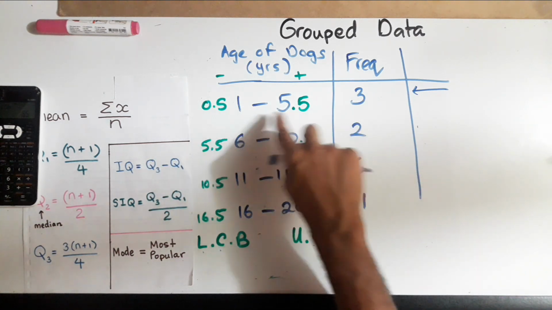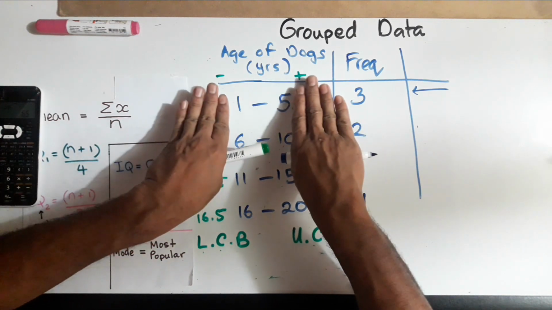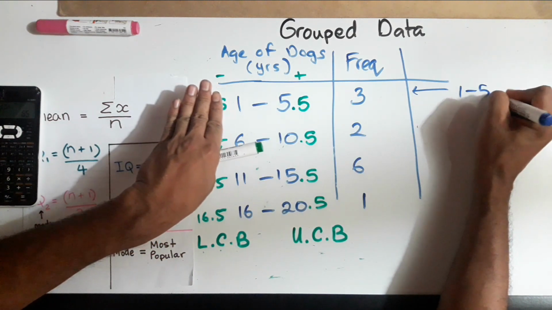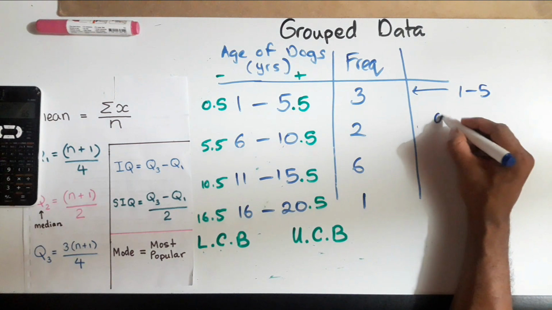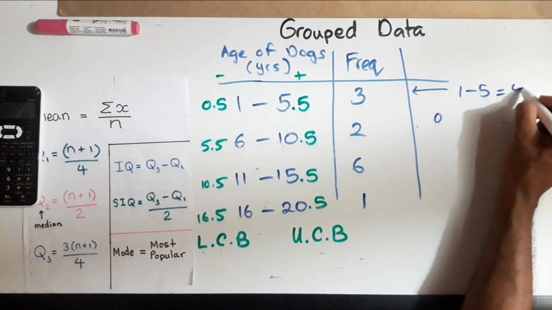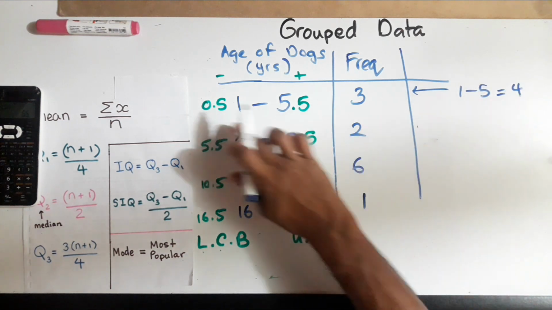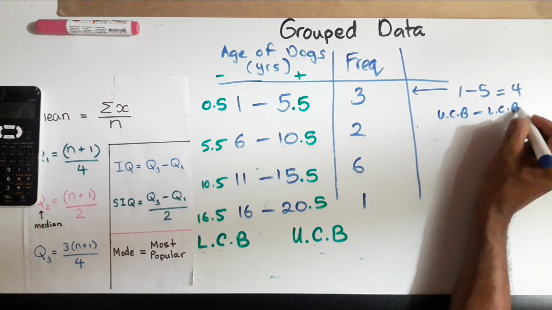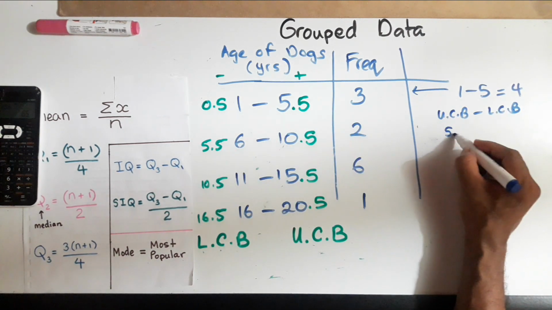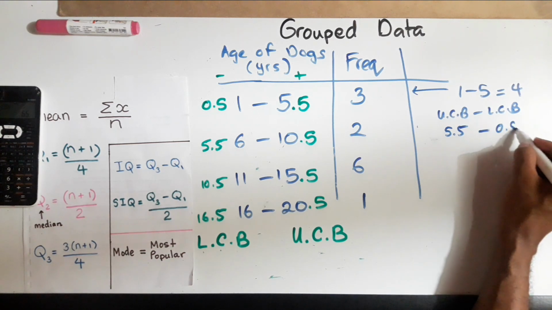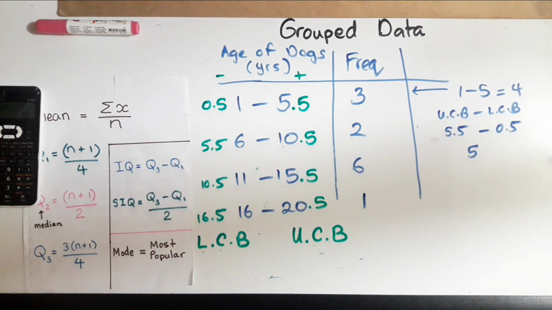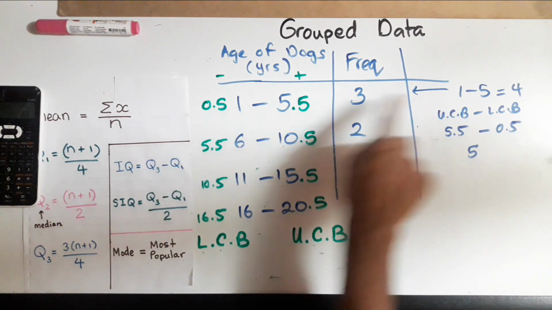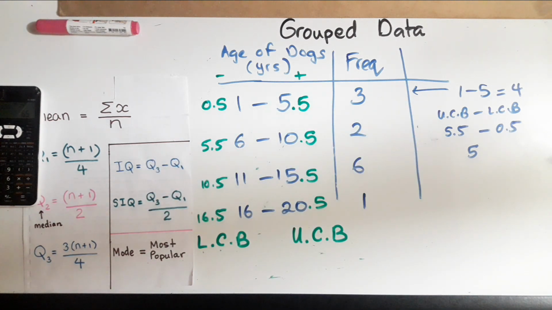You see, without the lower class and the upper class boundary, you might think the range is from 1 to 5, but no. From 1 to 5 is actually 4, where you minus the two numbers. But the range is actually the upper class boundary minus the lower class boundary. So over here, it's 5.5 minus 0.5. So the range is actually 5. So that's how you get the range, by minusing the lower class boundary from the upper class boundary for a particular group. Okay?